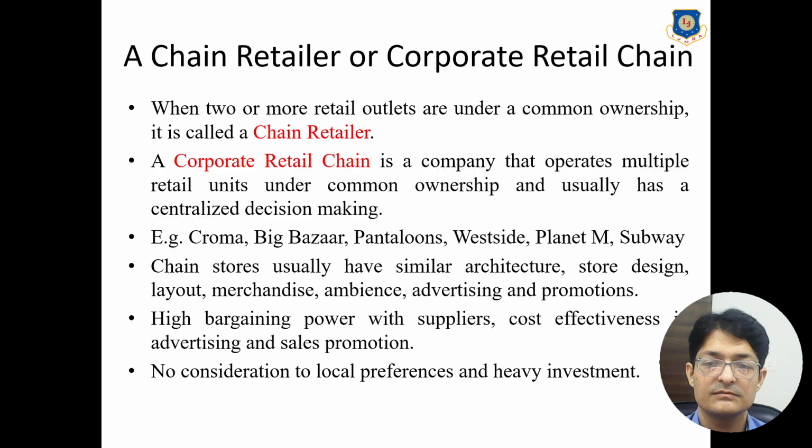These are the examples. A retail chain: when two or more retail outlets are under a common ownership, it is called a retail chain. A corporate retail chain is a company that operates multiple retail units under common ownership and usually has centralized decision making. Example: Chroma, Big Bazaar, Pantaloon, Westside, Planet M, Subway, etc. Chains usually have similar architecture, store design, layout, merchandise, ambience, advertising, and promotion. High bargaining power with suppliers, cost effectiveness in advertising and sales promotion. No consideration to local preference, and heavy investment.